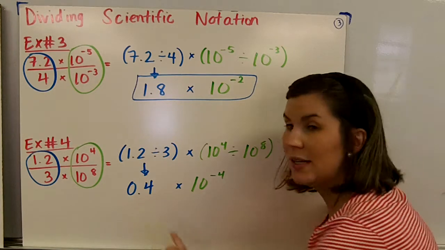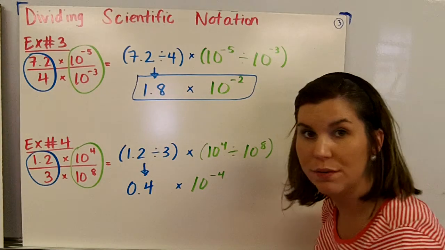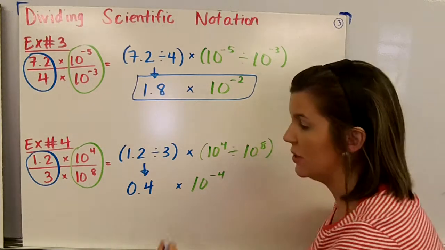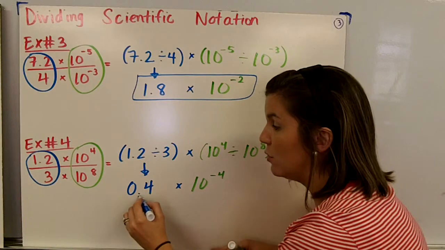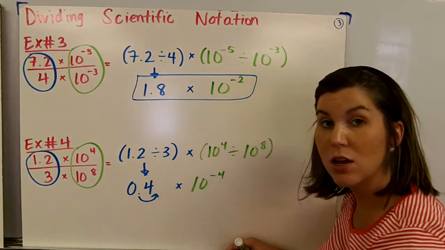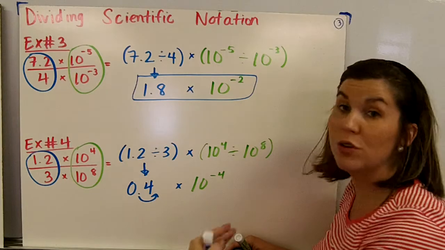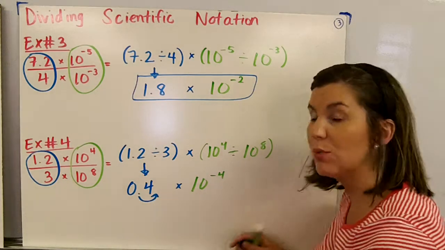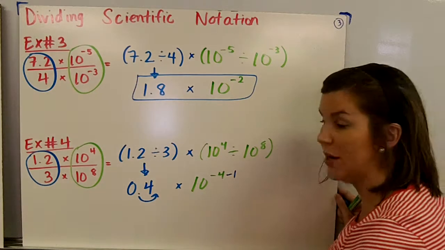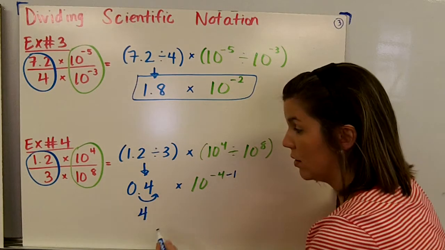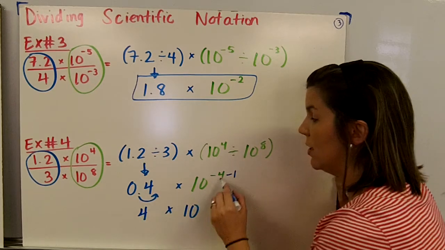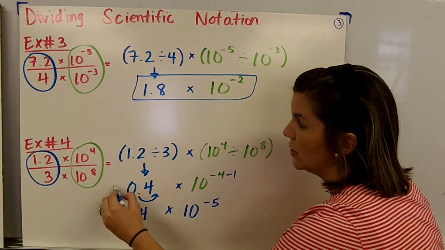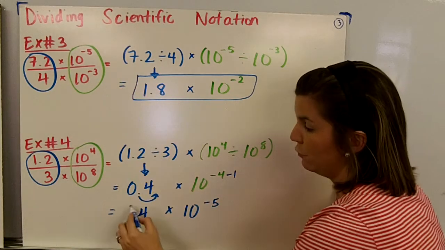Now this number is not in scientific notation because we have a 0 in front of our decimal, and we need to have a non-zero number. We need a number other than 0 in front of our decimal. So we need to move this decimal one place to the right. Now before we moved to the left and we added 1 to our exponent, here we have to move one place to the right, so we need to subtract 1 from our exponent, which gives us 4 times 10 to the negative 4 minus 1 more is negative 5. So 4 times 10 to the negative 5th power.